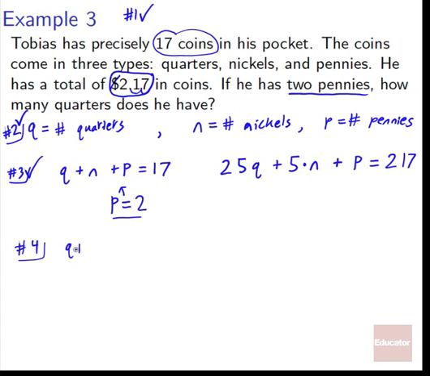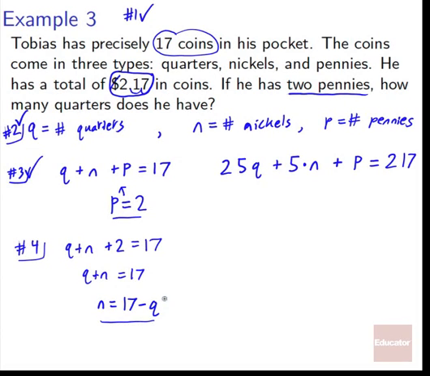So Q plus N plus 2 equals 17. So that means Q plus N equals 17, or let's go with N. We'll solve for N because we want to work out Q over here, so we'll plug it in here and we can keep working up through substitution. N equals 17 minus Q.